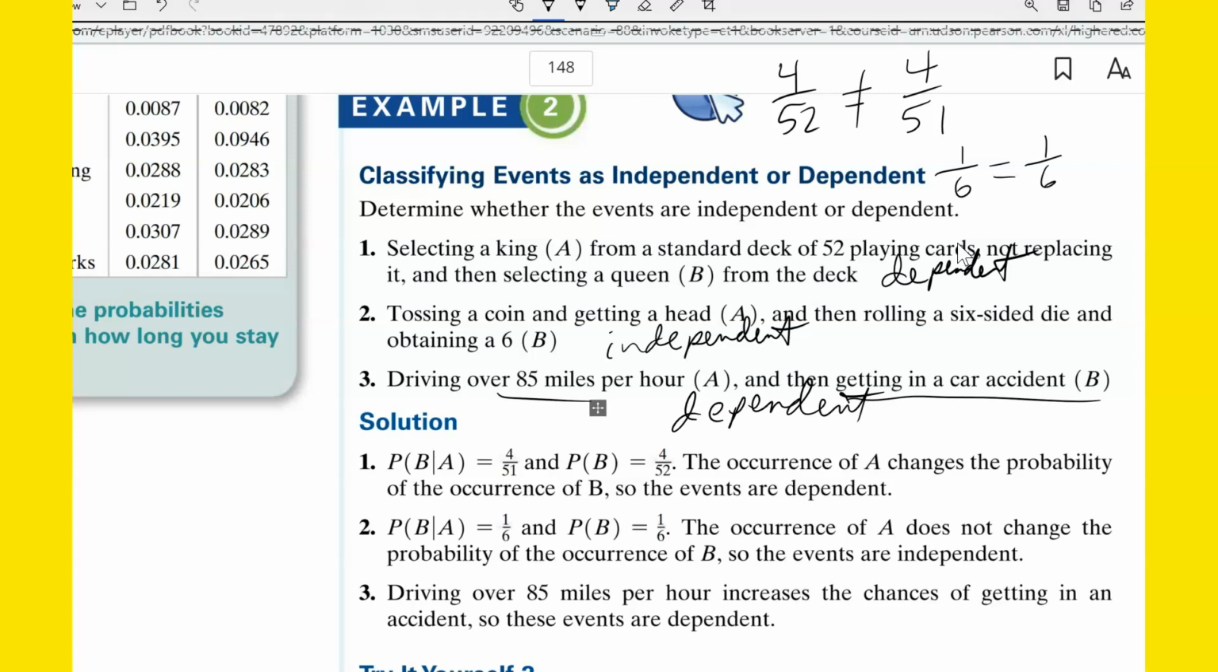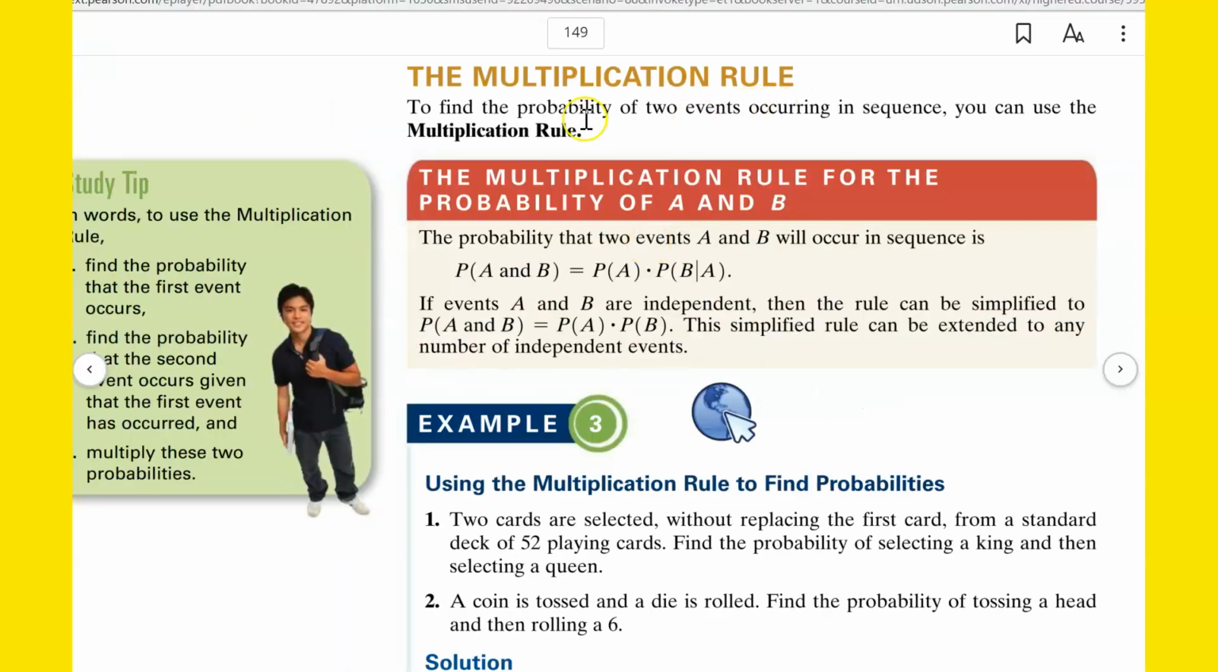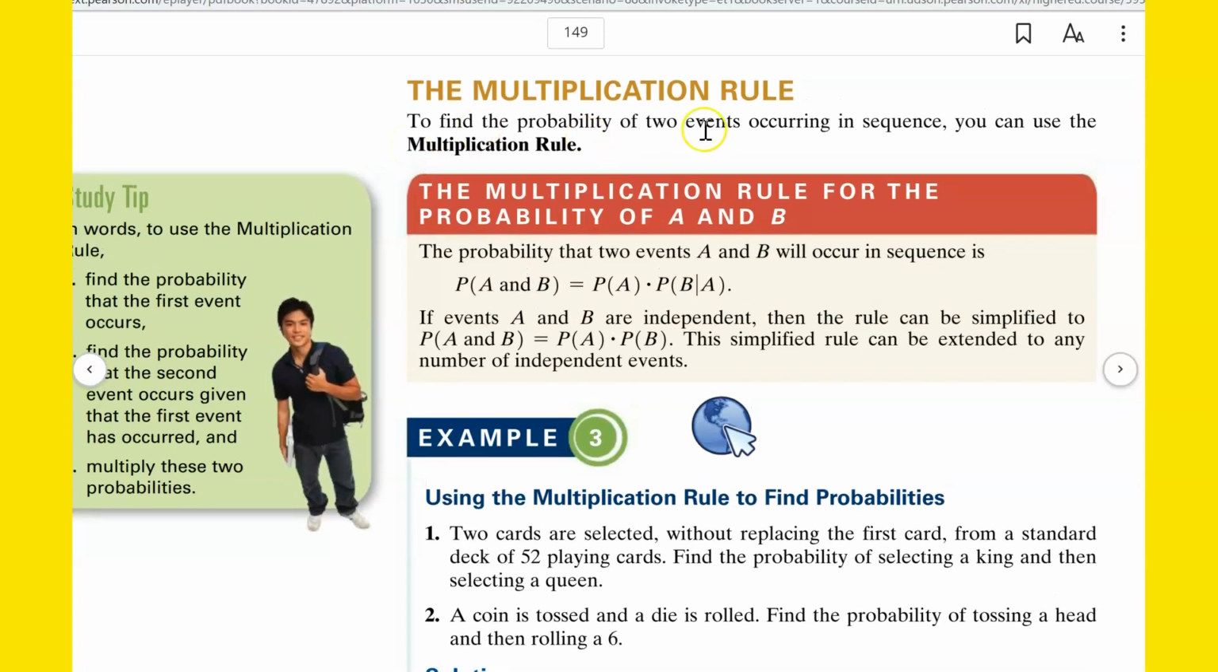Okay, the multiplication rule. I already gave an example of this when I got ahead of myself earlier. To find the probability of two events occurring in sequence, you can use the multiplication rule. The probability that two events, A and B, will occur in sequence is: the probability of A and B equals the probability of A times the probability of B given A.